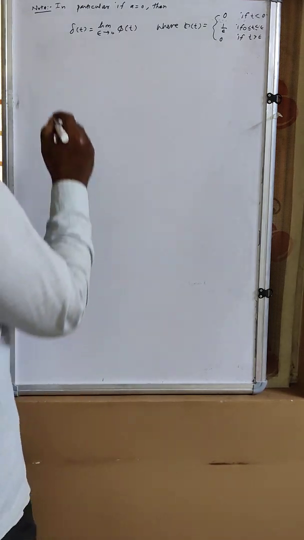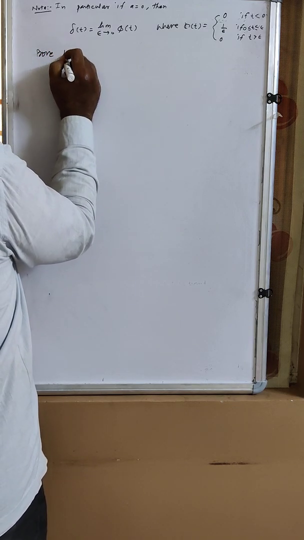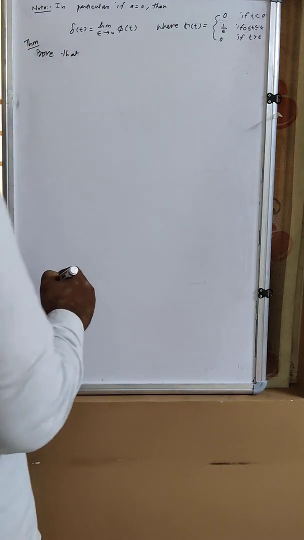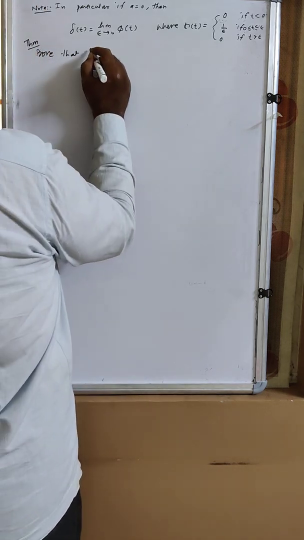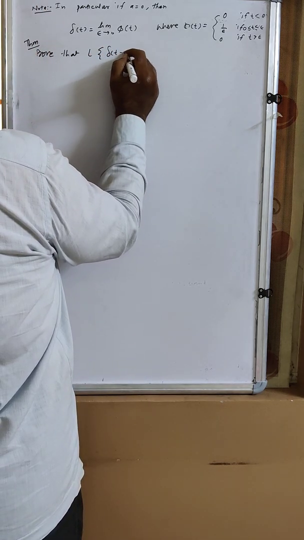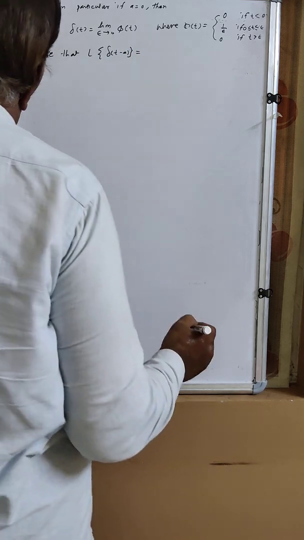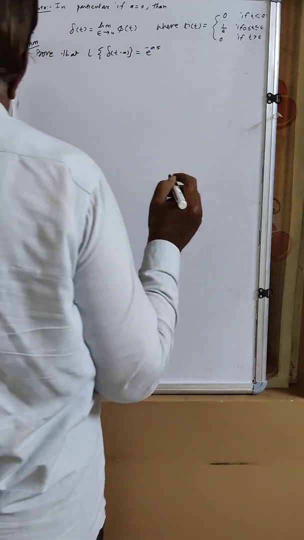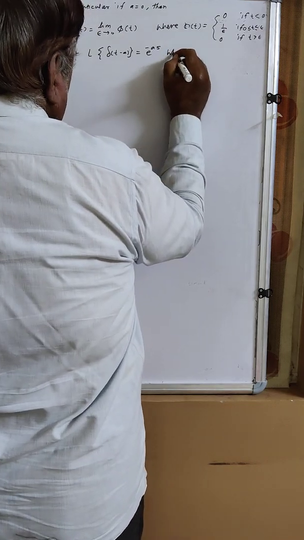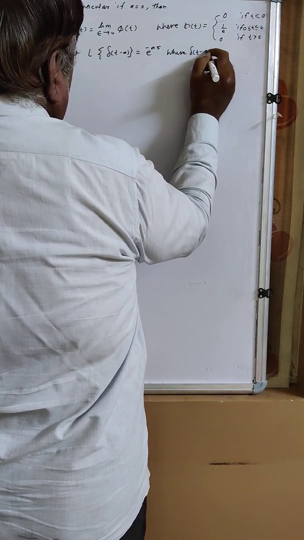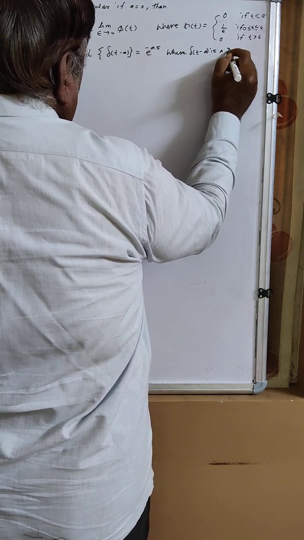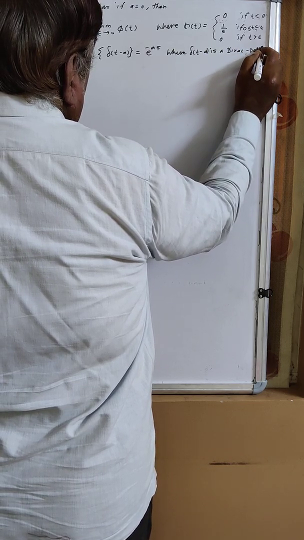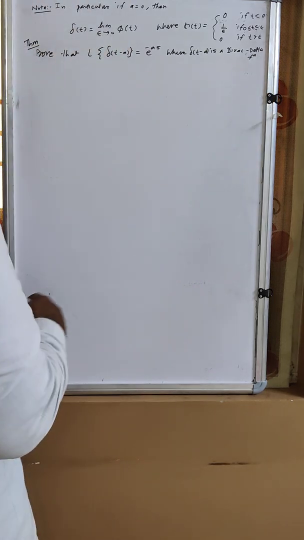Prove that the Laplace transform of delta t minus a is equal to e raised to minus as, where delta t minus a is a Dirac delta function.